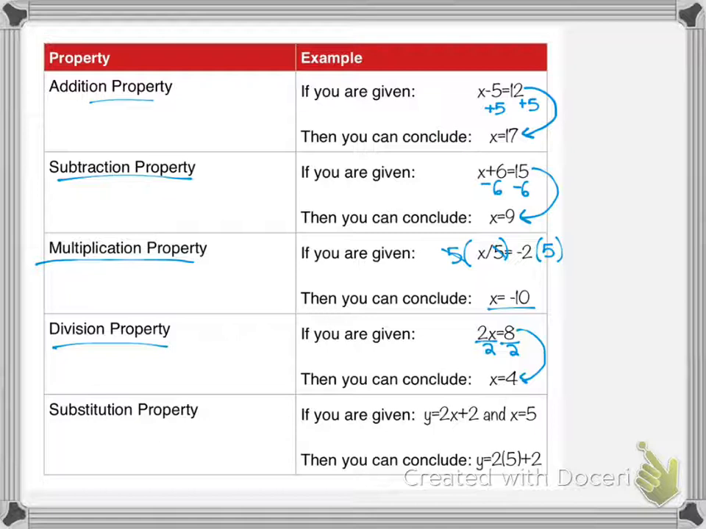Last one, substitution property. Okay, for this, if I know that y equals 2x plus 2, and that x is 5, then I know that 2 times 5 plus 2 equals y. So here, I took out an x, I substituted 5. So that is substitution. Okay, anytime you take something out and put something else in, that is substitution property.